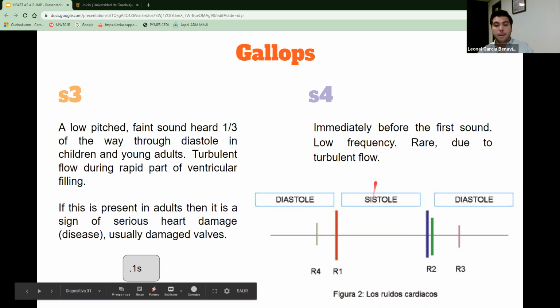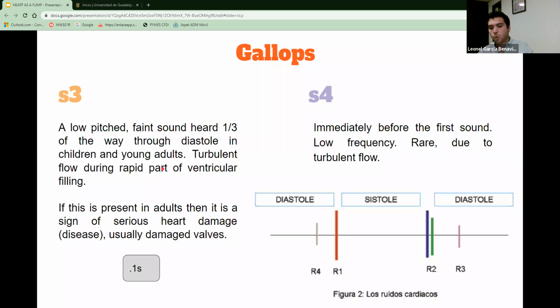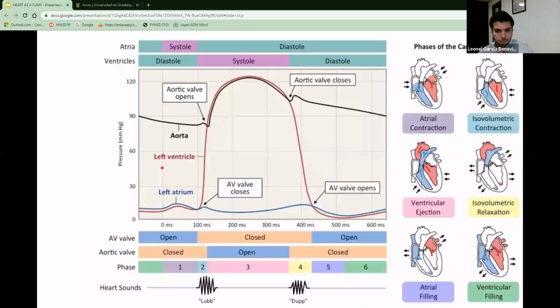S4 occurs a little bit before the first heart sound. It's of low frequency, and it's rare, and it's also due to turbulent flow, okay? Let's finish with a fast review of the whole presentation.